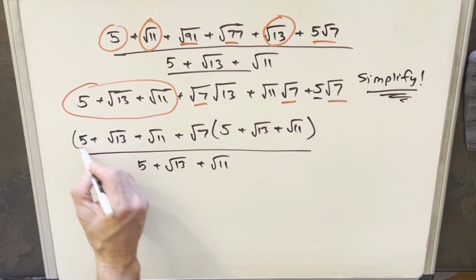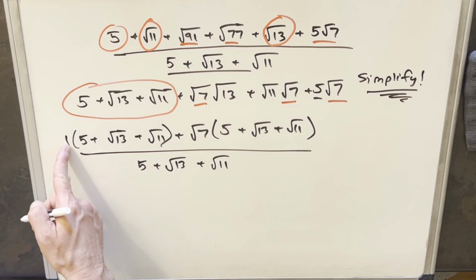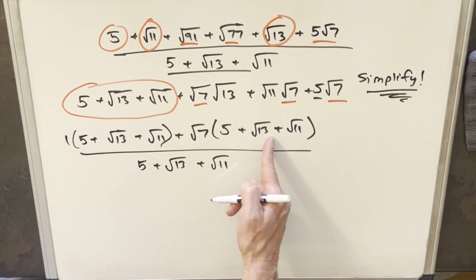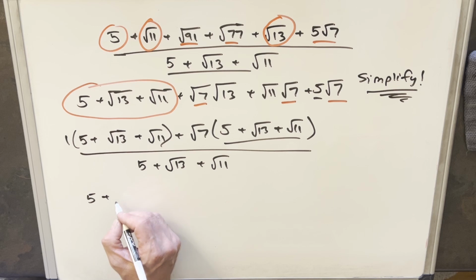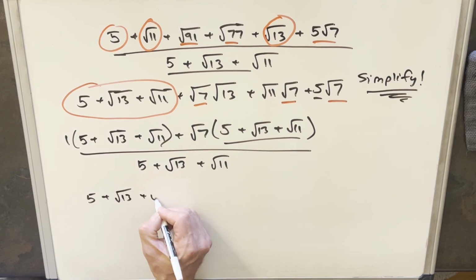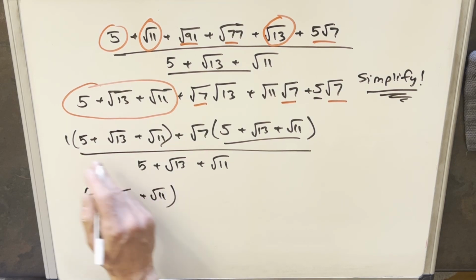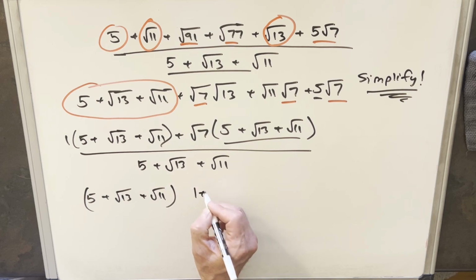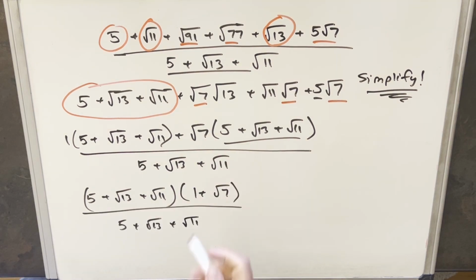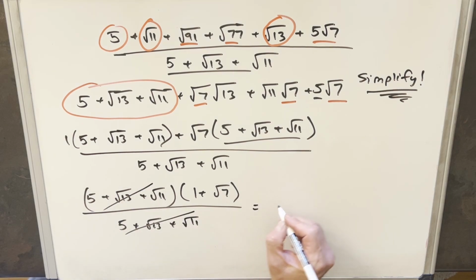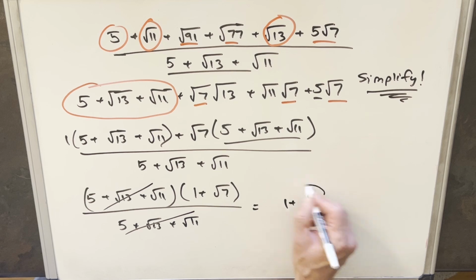So what that's going to allow me to do is write this like a 1 coefficient right here and factor out this whole thing. So when we bring that out of the numerator, we'll write it 5 plus square root of 13 plus square root of 11. And then when we factor it out, we have a 1 here. And then for this term, we have a square root of 7. But this is really nice, because then we can do our cancellation and we get the simplification we need, and we're just going to have for our solution 1 plus the square root of 7.